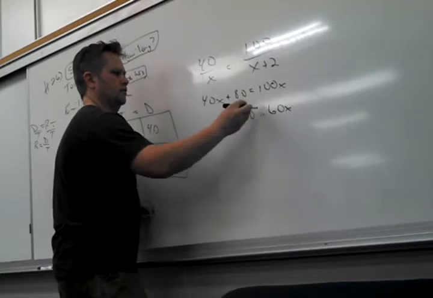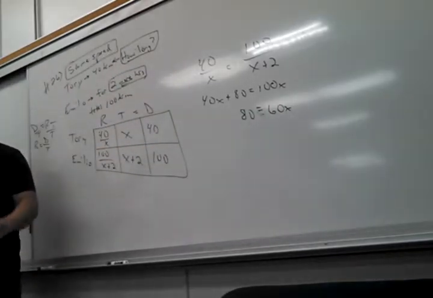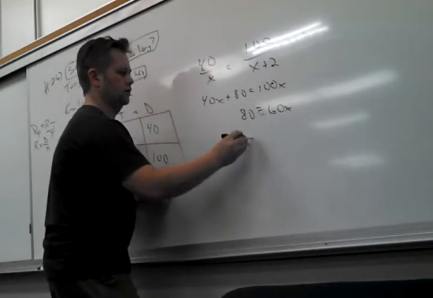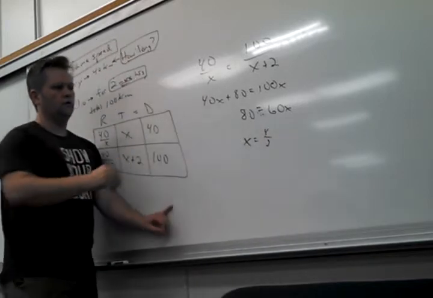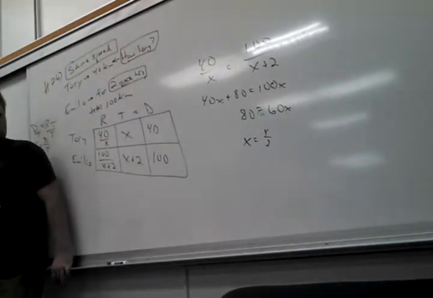Is that cool? Yeah. And then x equals 4 thirds, right? 80 over 60. Yeah, so a third of an hour is 20. I like it. So it's an hour and 20 minutes.